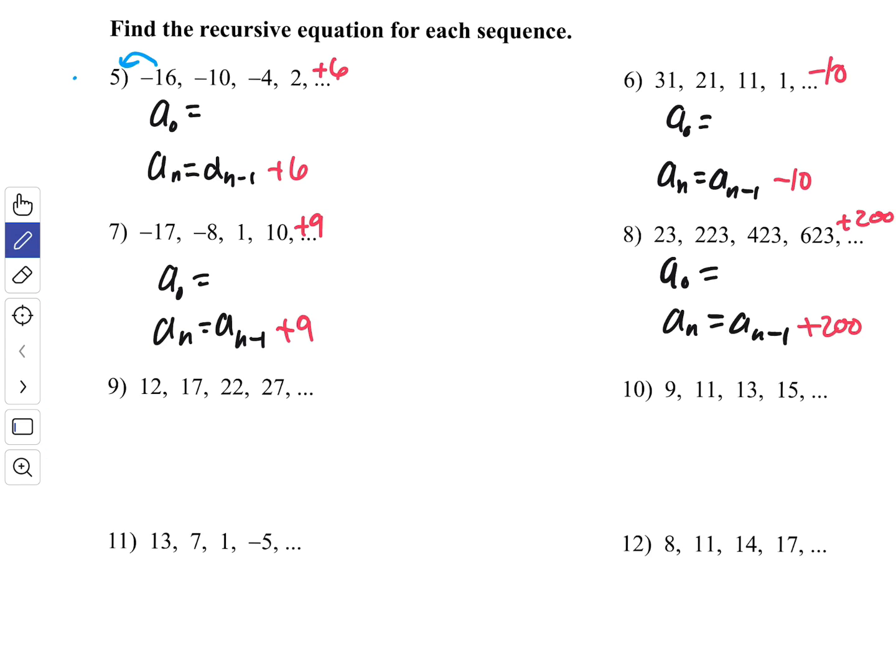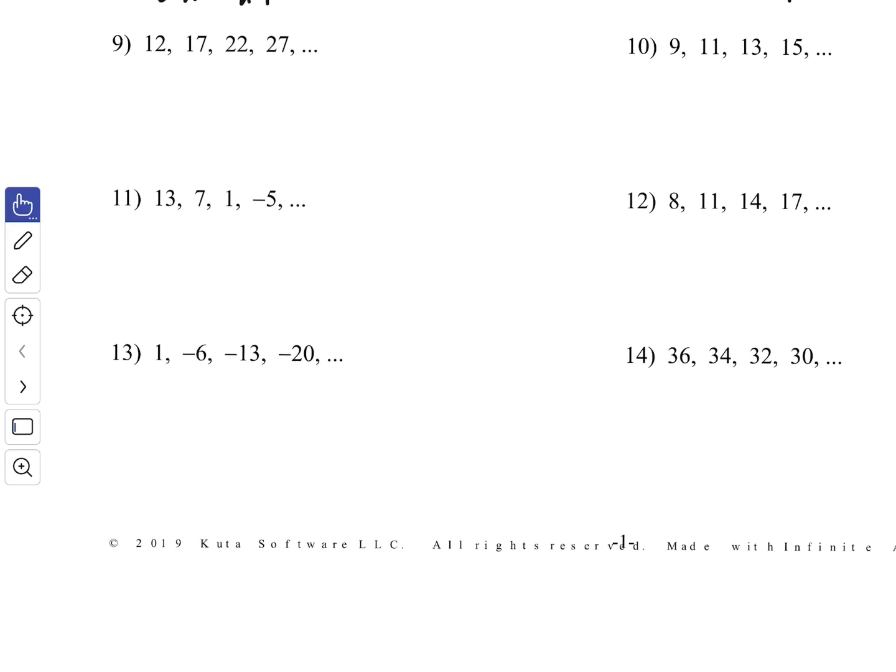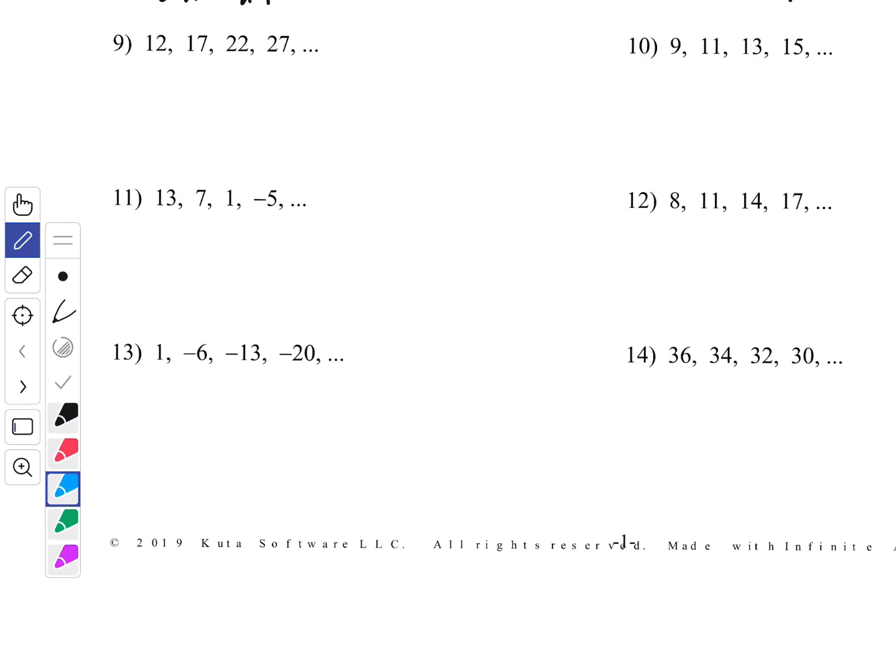And again, you can see that going backwards, -22, right? Going backwards to the 0 term, +41. Going backwards, -17 minus 9 would be -26. Going backwards, 23 minus 200 would be -177. Okay? So, that's all we got going on, guys. That's all there is. Once you find the start and the growth, boom, you got your problem.